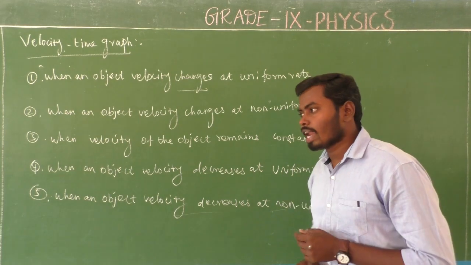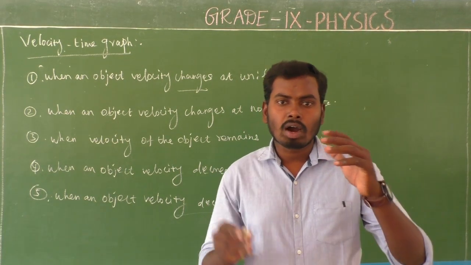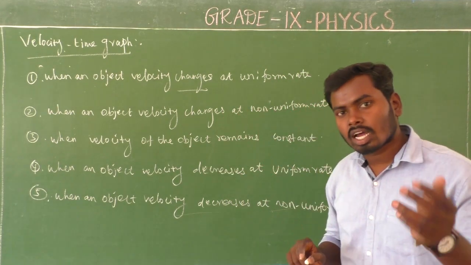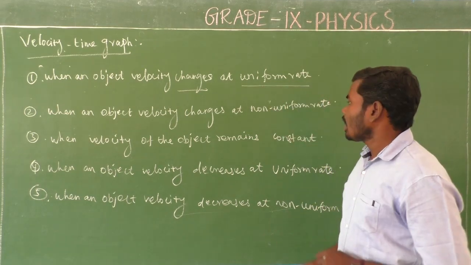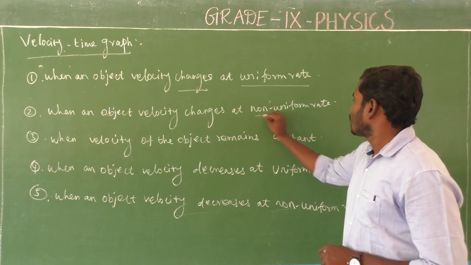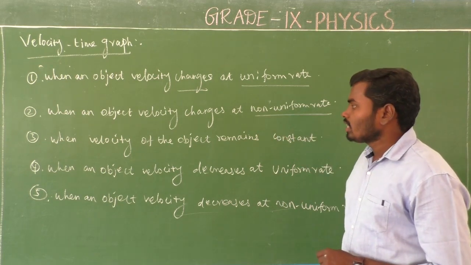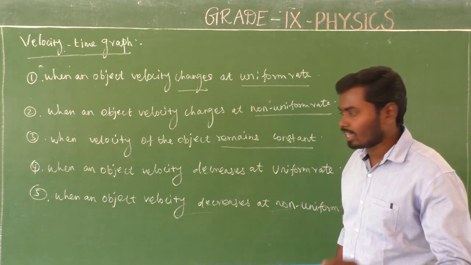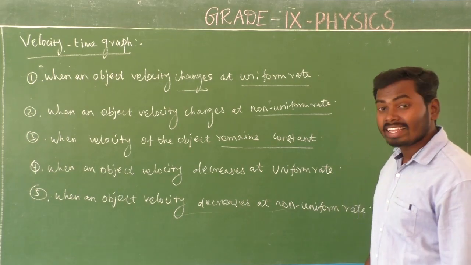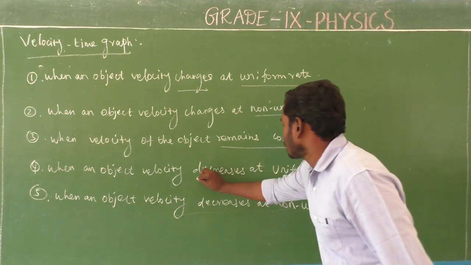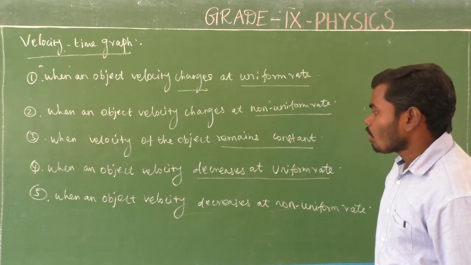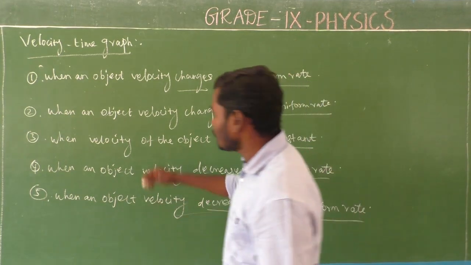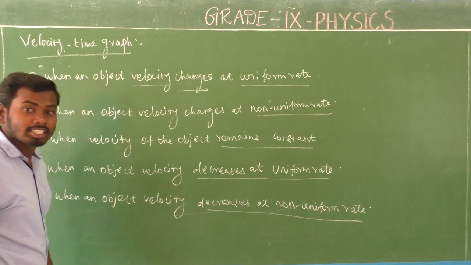So this velocity time graph works under a few conditions of the object. First, when an object's velocity changes at uniform rate. Second, when an object's velocity changes at non-uniform rate. Third, when the velocity of the object remains constant. Fourth, when an object's velocity decreases at uniform rate. And fifth, when an object's velocity decreases at non-uniform rate. Is it clear? Here, instead of velocity, we can use the word speed.